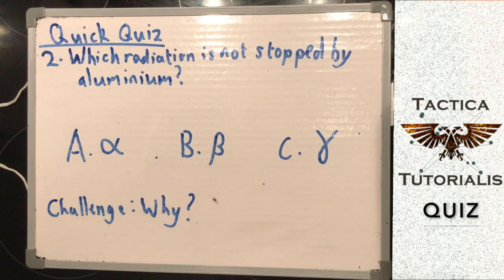Now, question 2. Which radiation type is not stopped by aluminium? And if you work out the answer, why? Give yourselves a minute. Off you go.